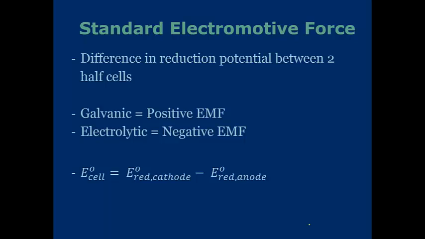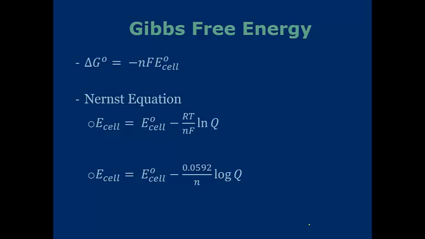This is the difference in reduction potential between two half cells. For a galvanic, it's going to have a positive electromotive force, and for an electrolytic, a negative. And this is calculated by taking the reduction potential of the cathode minus the reduction potential of the anode. The last thing we're going to go into in the lecture is Gibbs free energy. I'm sure you thought you escaped it and saw the last of it, but here it is again. There is an expression for Gibbs free energy that uses reduction potential, and that equation is listed below.